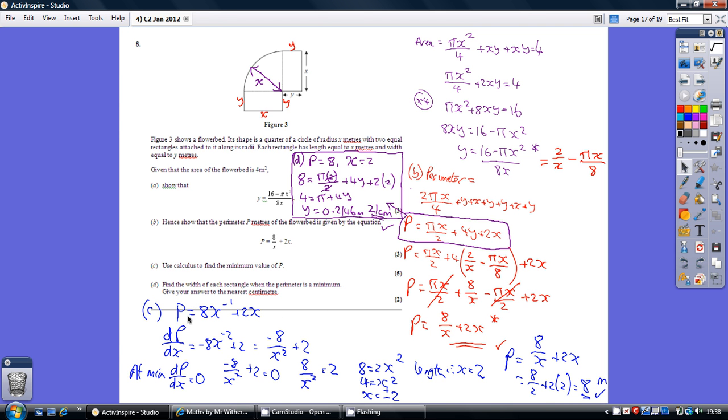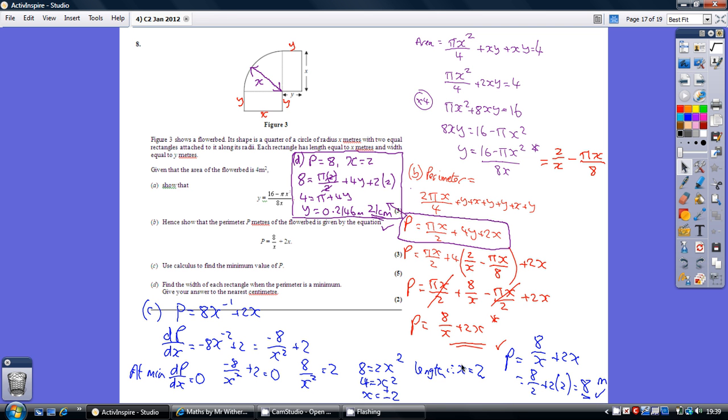We've just got to differentiate p. So start off by taking the x to the top, so it becomes 8x to the minus 1. And differentiating, we get this. Now remember, at a maximum or a minimum, the differential equals 0, so this equals 0. So then just follow through the algebra and we get x being plus or minus 2, but as it's a length it must be 2.